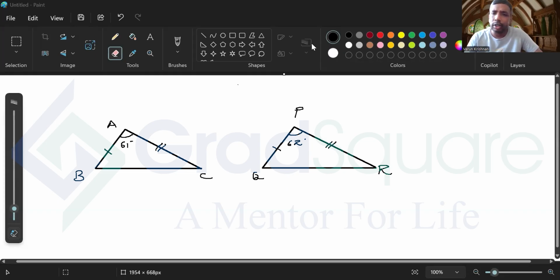Let's say I give you two triangles, triangle ABC and triangle PQR. We have been told that the value of angle A is 61 degrees and the value of angle P is 62 degrees. The lengths of AB and PQ are equal, and the lengths of AC and PR are equal. And the question is, what is the relationship between the lengths of BC and QR? Are they equal in length? Or is one greater in length than the other? If so, which is greater?